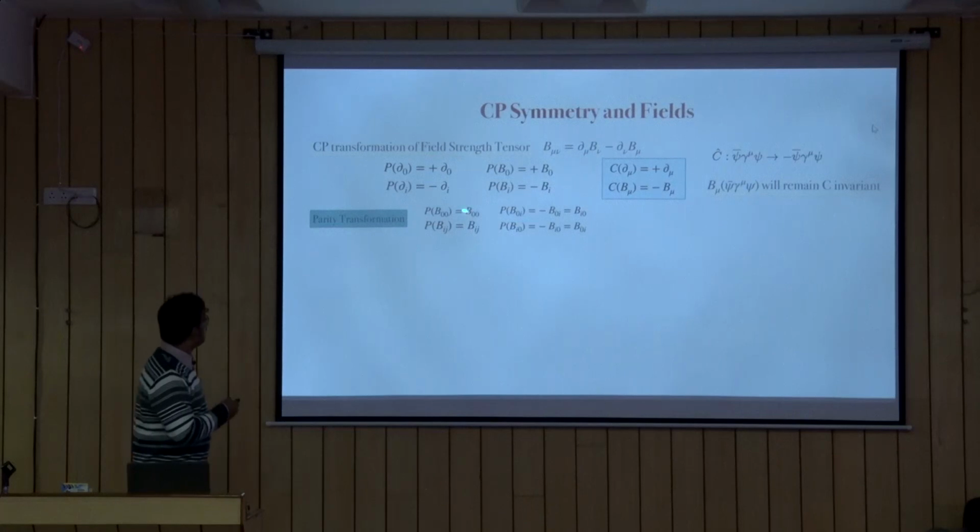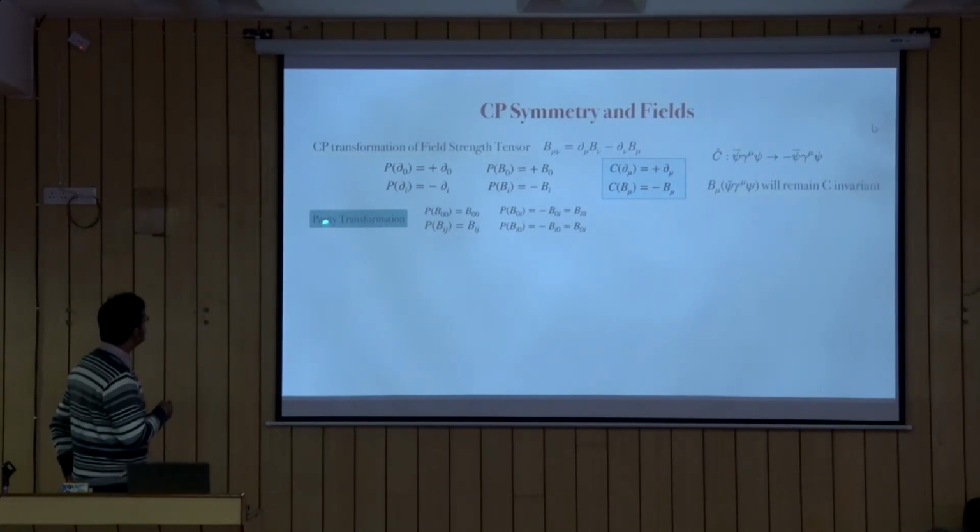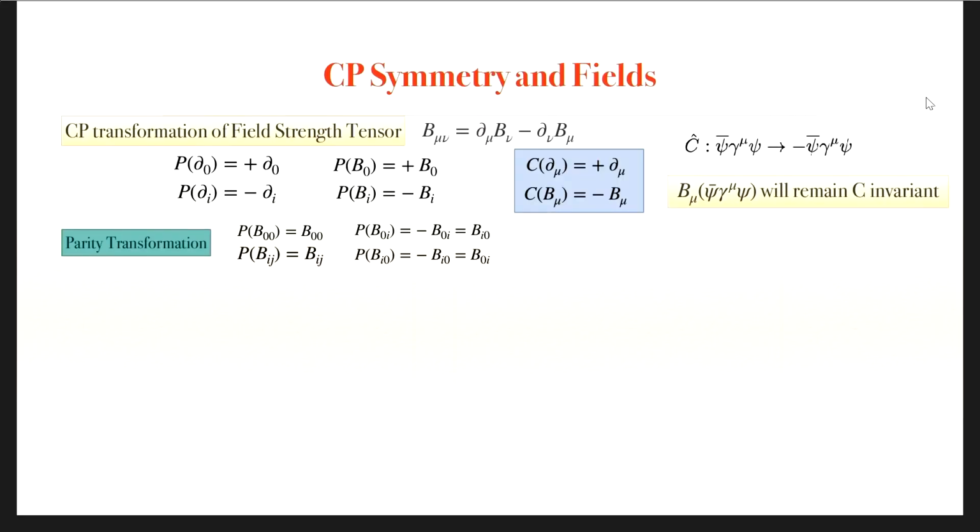Now, you can use these results to find the parity transformation on B00, which remains the same, Bij, which remains the same, B0i will pick up a negative sign, and Bi0 will also pick up a negative sign. In general, you can show that the parity acting on B mu nu will give you B mu nu. What about the CP transformations?